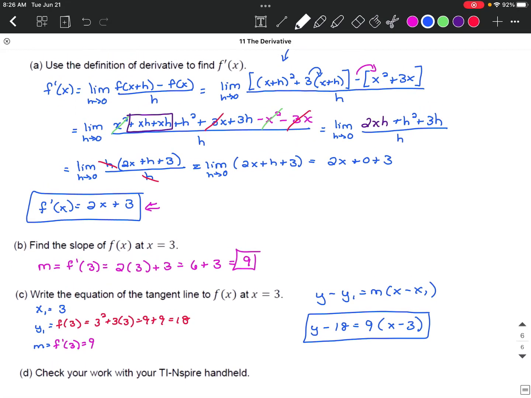Now we're going to check this with our TI Nspire. So in f1 of x, we're going to put the original function, x squared plus 3x, and in f2 of x, we're going to put our tangent line. But what we need to do, we'll put the right-hand side, and we have to move that minus 18 to the other side, so we add 18. There is no need to distribute the 9 and combine like terms. Don't make more work for yourself, because that only leaves more places for mistakes. Now let's go get our graphing calculator and see what happens here.